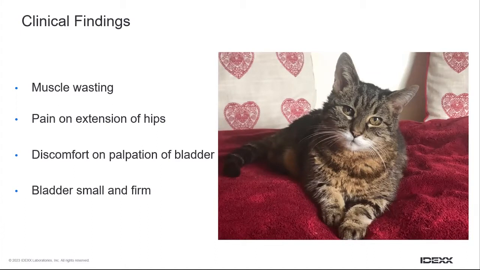I performed a full clinical examination, and she didn't have much muscle mass. That was probably due to her age, the hyperthyroidism and renal disease all combined. She had pain and extension of her hips. She was currently receiving a product, a monthly injection to reduce arthritic pain. That was managing the pain quite well. But on palpation of the abdomen, there was certainly discomfort on palpation of the bladder, and the bladder was small and firm. So there wasn't any signs of obstruction, but the bladder was small and firm and painful to the touch.